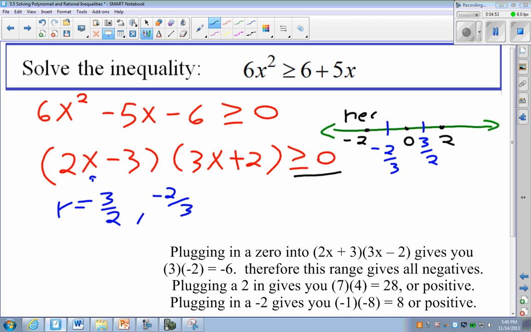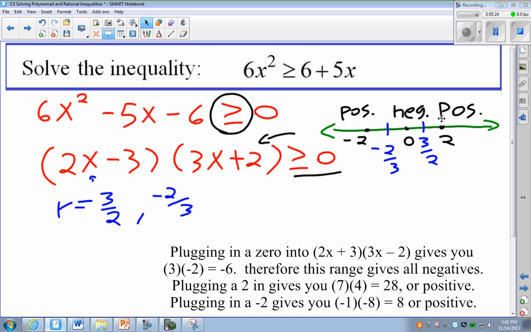When we plug 0 in, oops, I'm sorry, this should actually be a positive number. When you plug -2 back into all your x's here, you'll get a positive number. Here when you plug 0 in, you'll get a negative. And then when you plug 2 back into your function, you'll get a positive. Okay, so what we're trying to figure out here is when our function is greater than 0. And so that means it has to be all positive numbers.